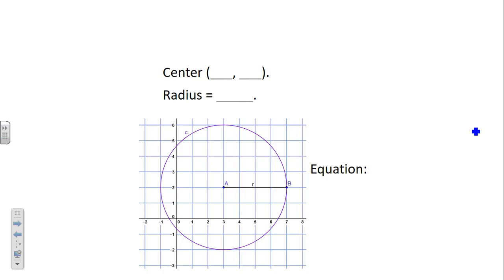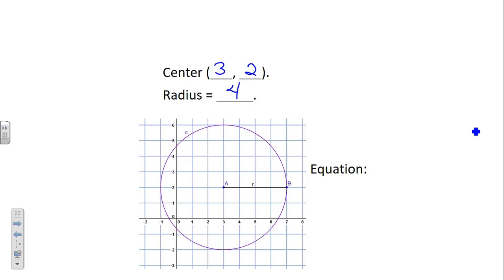3, 2. What's the radius of it? 4. What will the equation of this circle be? If it was 0, 0, it would be x squared plus y squared is 4 squared, right?